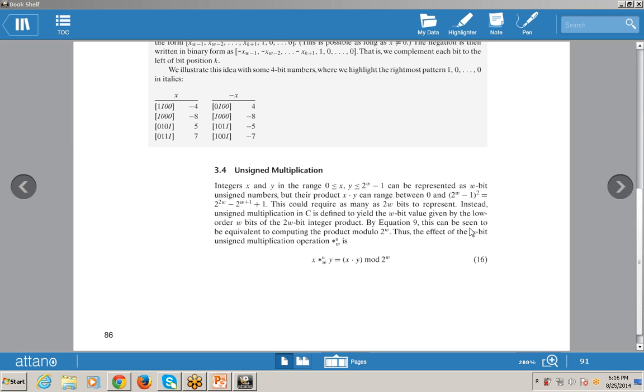Now let's start with the next topic, that is unsigned multiplication. As I told you, how we can add two unsigned numbers, in the same way we can multiply two unsigned numbers. How do we add? Simply use 1 plus 1 is 0 and put the carry forward to the next column, and again 1 plus 1 is 0 with a carry to the next column. In the same way, we can multiply two unsigned numbers.